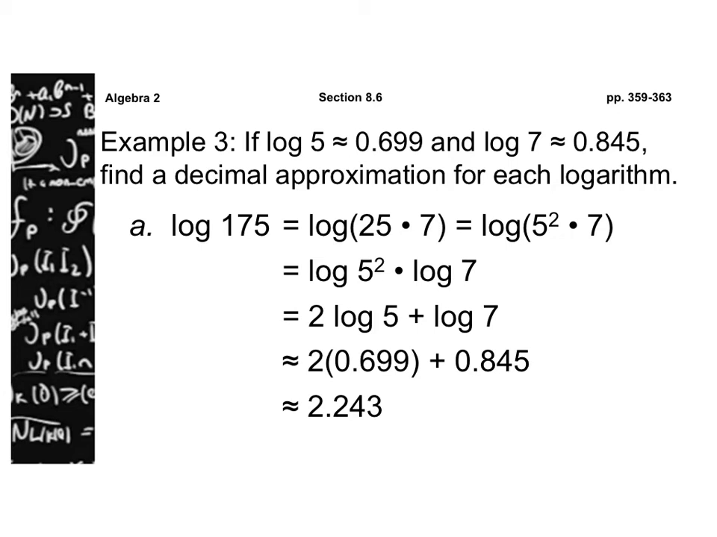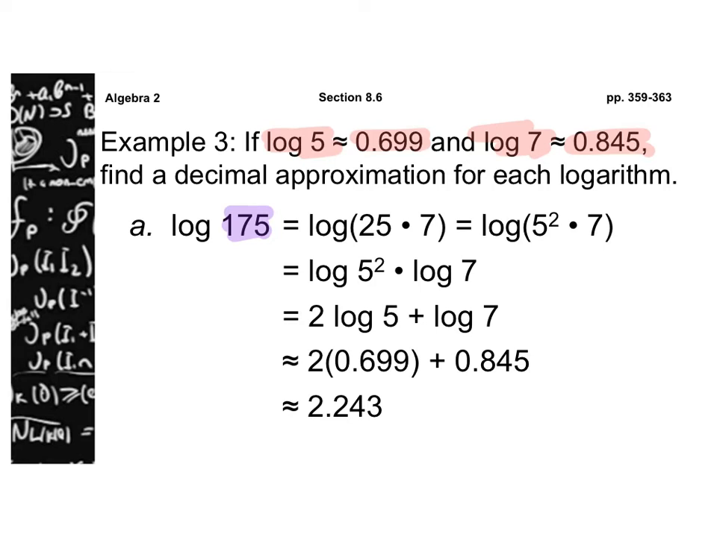These are expanding. All right, now, example 3. If log of 5, this is base 10 because it's a common logarithm, is 0.699 and the log of 7 is 0.845, find a decimal approximation for each logarithm. What we have to do is look at 175 and say, okay, I need this to be factors of 5 and 7.